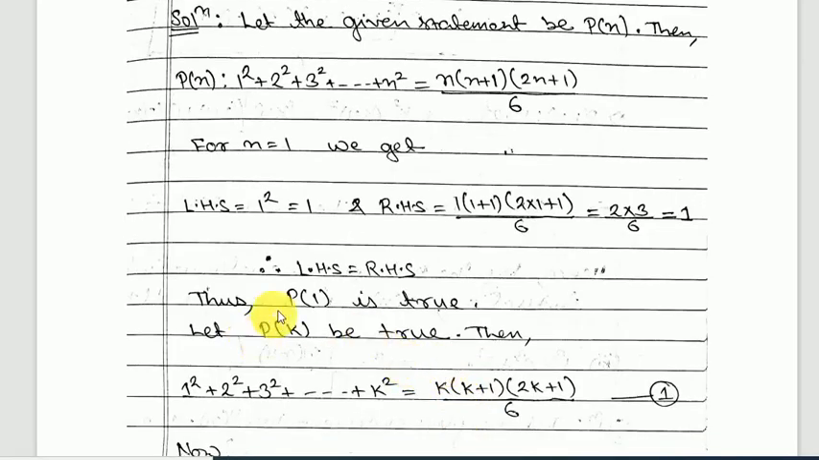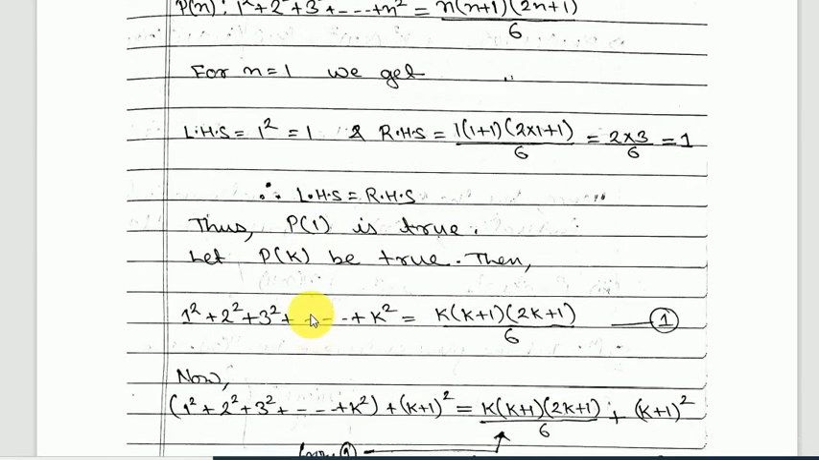So thus P1 is true. That means the statement is true for n equal to 1. Now we will assume that the statement is true for n equal to k. Once we assume that, that means we are trying to say that 1 square plus 2 square plus 3 square plus ... plus k square is equal to k times (k plus 1) times (2k plus 1) upon 6.